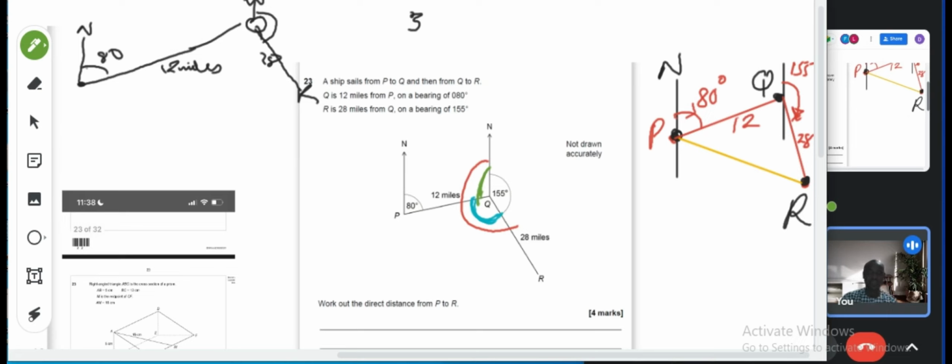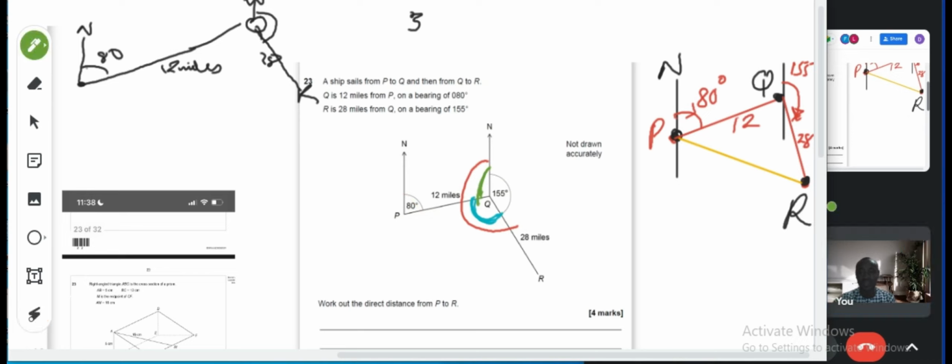Are you listening? Is it 100? I think it is 100. How do you know it's 100? Because it's a straight line. Not necessarily because it's a straight line. When you have a parallel line and a transversal, the interior angles on the same side of the transversal will sum up to 180.